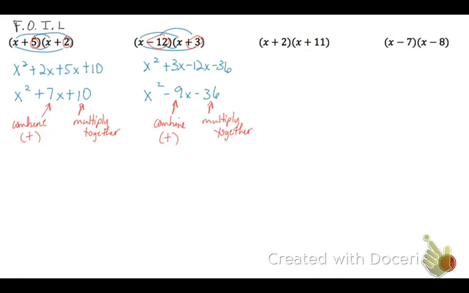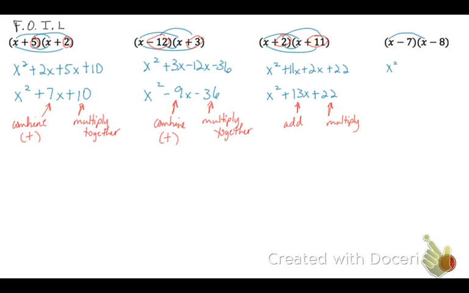Let's try another. Let's FOIL x plus 2 times x plus 11. So x times x is x squared, x times 11 is 11x, 2 times x is 2x, and then 2 times 11 is 22. And now let's combine our like terms, and then let's examine. So 2 and 11, sure enough, if you multiply, you get the c term, which is 22, and if you were to add those, you will get our b term. Now let's put some negatives, two negatives in the mix, and see what happens.